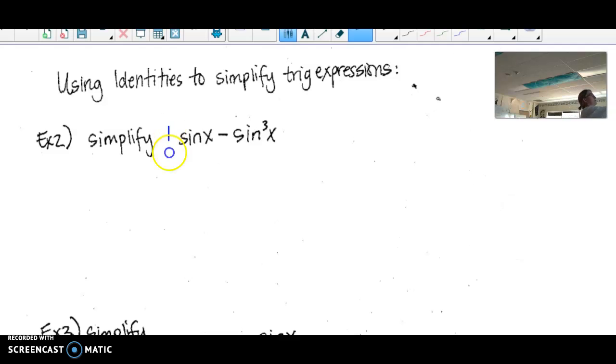So here's an example. Simplify sine of x minus sine cubed x. There's nothing wrong with this expression, but it has equivalent expressions, and that's what I want you to be able to recognize, that you can rewrite expressions in different forms. So when you are doing a problem, a lot of times I'm going to tell you what I want you to simplify this to, so you'll know what the end result has to be, and you just have to get there.